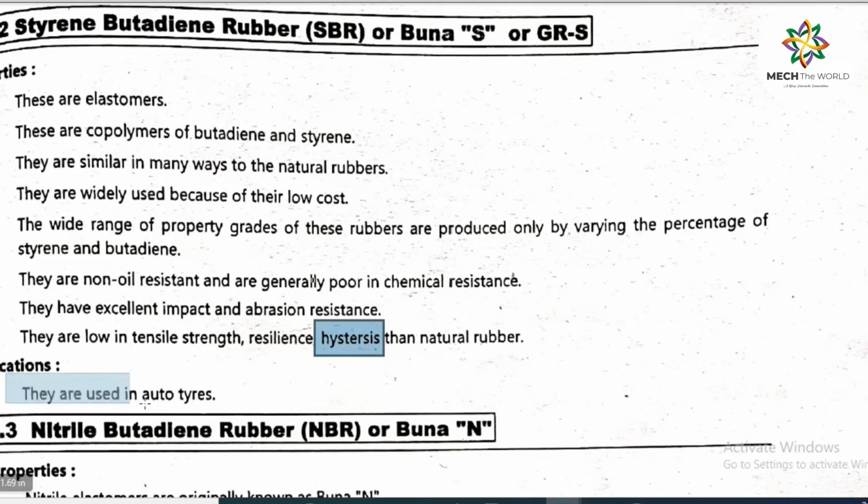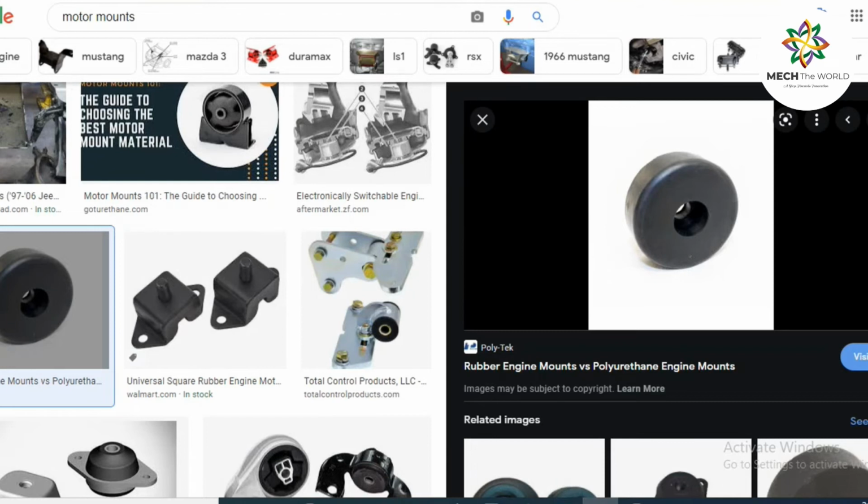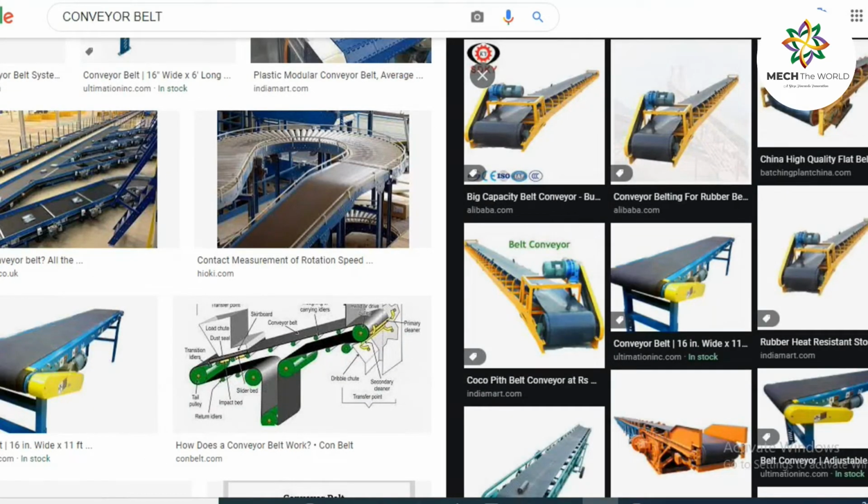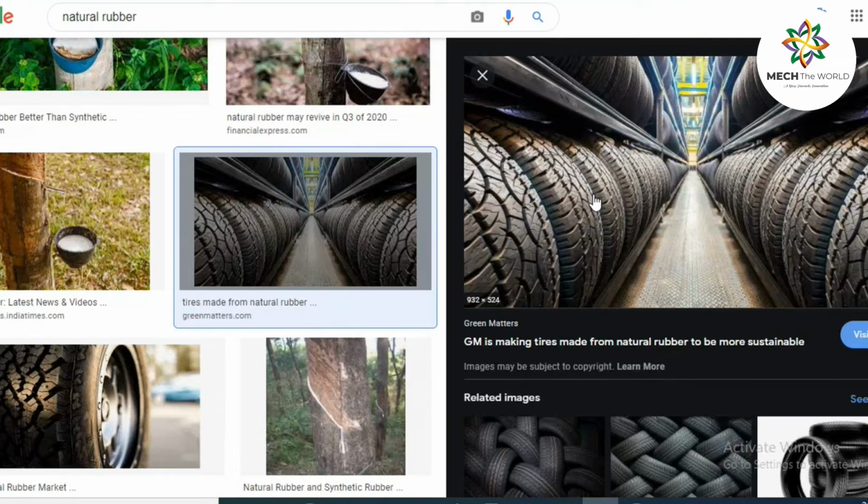Now, what is the application of the styrene butadiene rubber or BUNAS? These rubbers are used in auto tires. So here you can see that to make such kind of tires we can use BUNAS. Okay, so BUNAS is a major constituent of these tires.